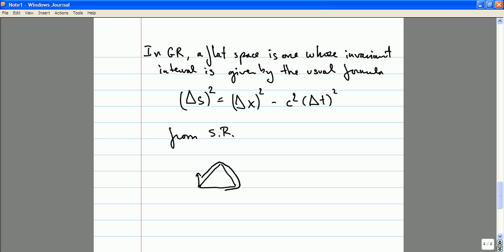And if space is flat, then that vector will come back to itself. The gyroscope will be pointing in the same direction that it was pointing to begin with. But if space is curved, the gyroscope won't be pointing in the same direction. If you want to see an example of why that's true, let's consider a sphere. And then let's consider the following triangle.